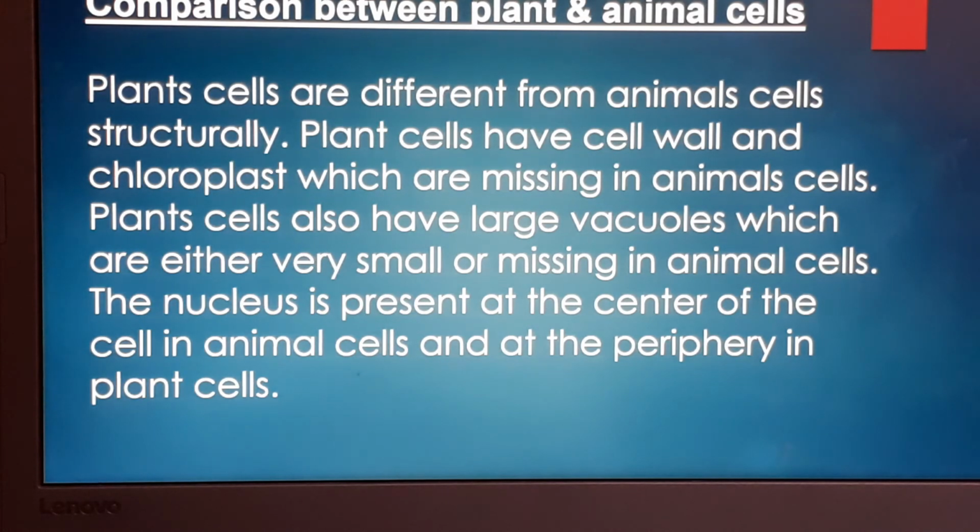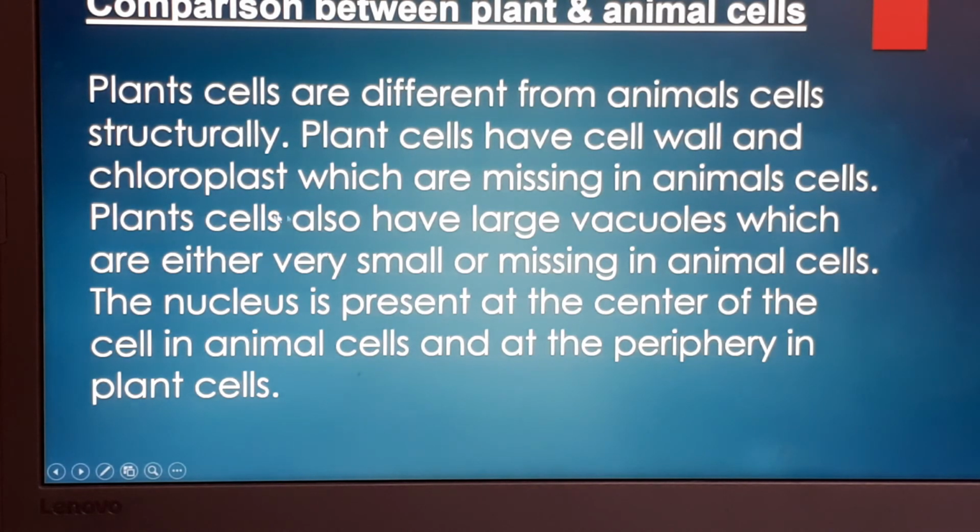Then, comparison between plant and animal cells. The plant cells are different from animal cells structurally. That means the plant cells have a cell wall, whereas animal cells have only a cell membrane, that we already studied. Then plant cells have chloroplast, whereas animal cells have no chloroplast. Because of the chloroplast, the plants synthesize their own food.